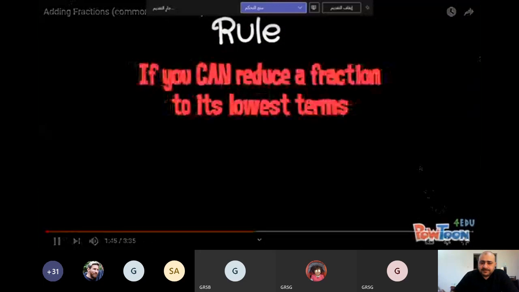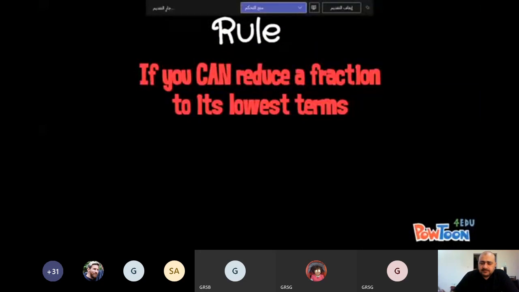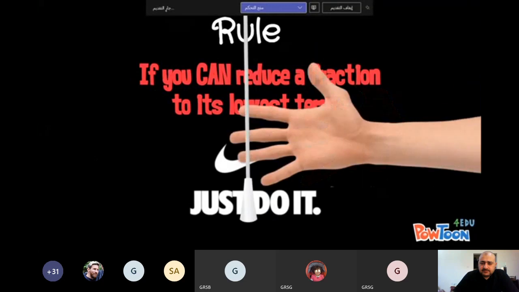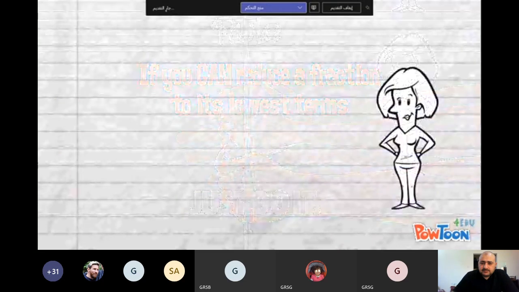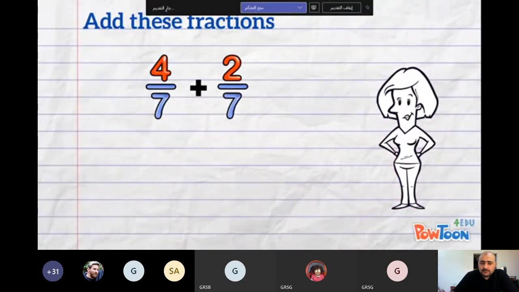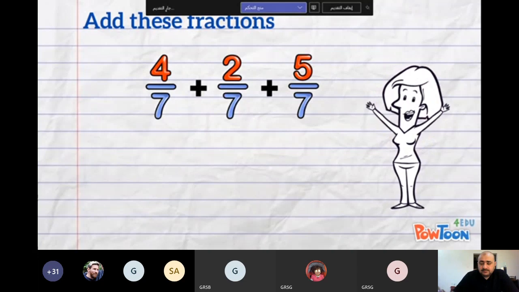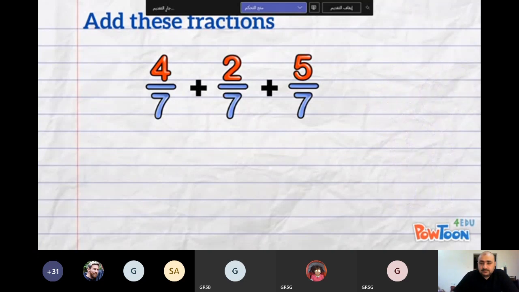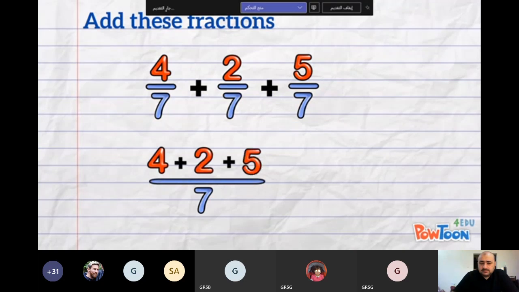The rule is, if you can reduce a fraction to its lowest terms, have a Nike moment and just do it. And you may be asked to add more than 2 fractions together, like this: 4/7 plus 2/7 plus 5/7. Here's a quick way of laying this out so you don't make any mistakes. And I use this myself all the time. I have a common denominator of 7, so I know my answer will be something over 7. I'm going to extend the fraction bar. Then I write in my numerators over the top: 4 plus 2 plus 5.